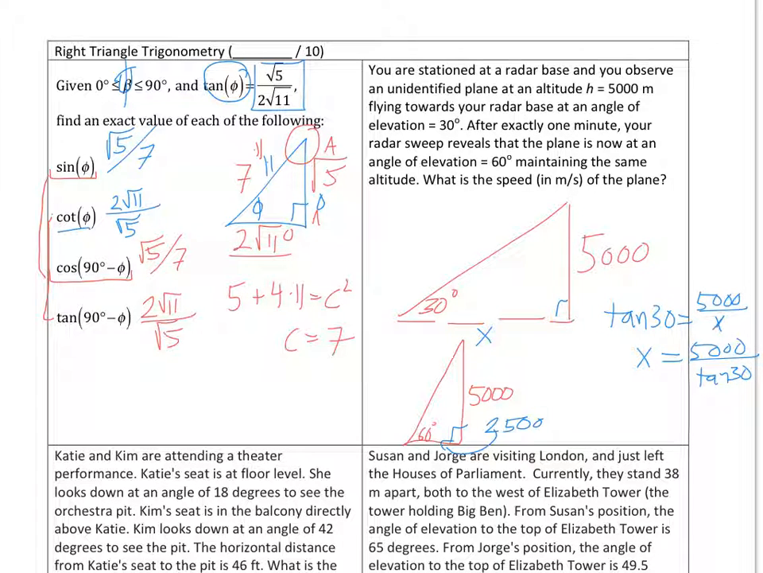And if I do 5,000 divided by the tangent of 30, I get 8660.25. Nice. So now I figure out how far this plane has come, which, by the way, if it was 8660 and now it's 2,500, 8660 minus 2,500, it has come 6160 meters.